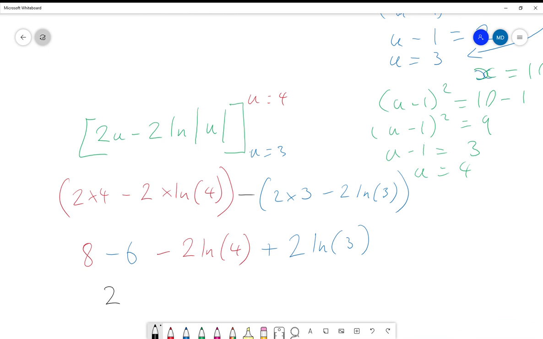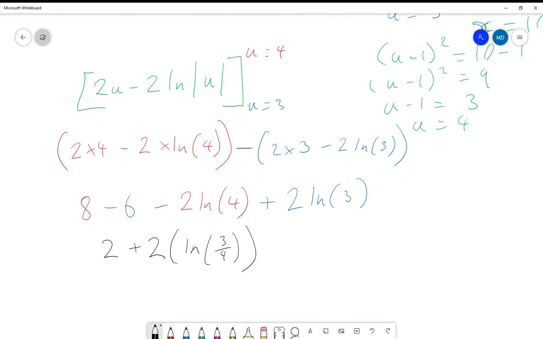And let's bring these together. 2 plus 2 lots of, if I'm subtracting logs, it's going to be the natural log of 3 over 4. And that's just your log laws, if you're not sure what's going on there. Or you could even write it as 2 lots of 1 plus ln of 3 over 4. And we're done.